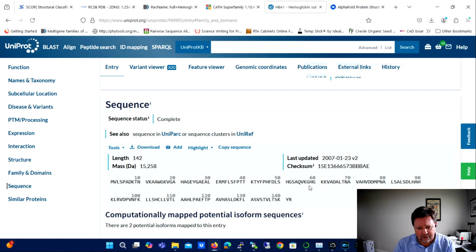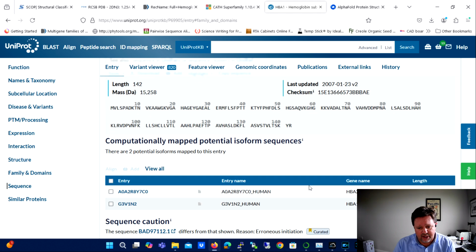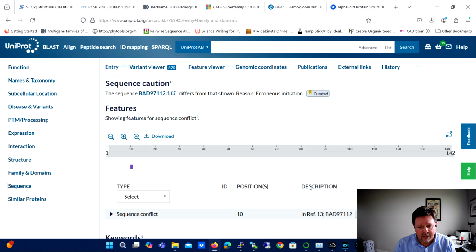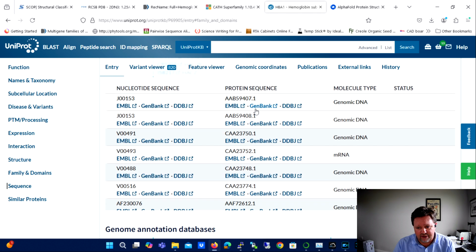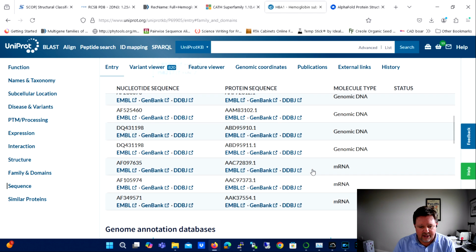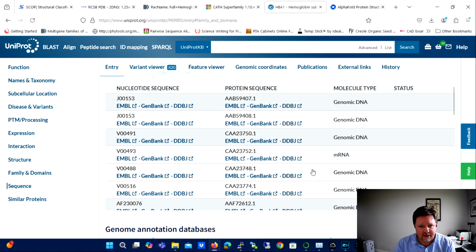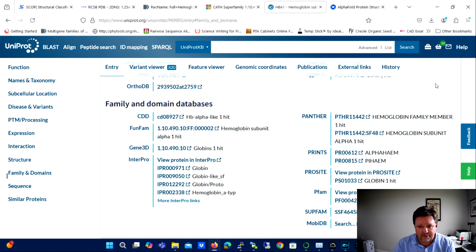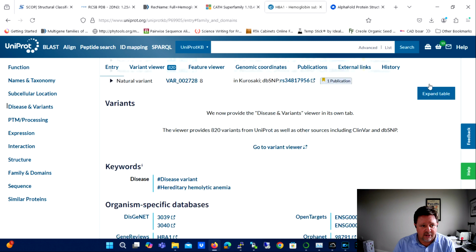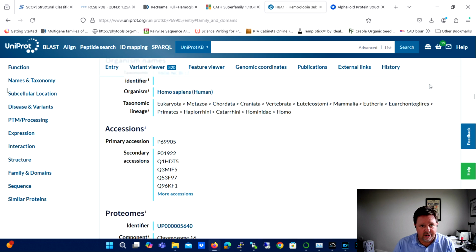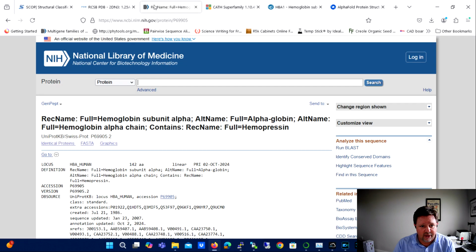You also have the sequence of the protein here, or the protein domain. You've got different features of the protein domain. You've got all kinds of information brought in here. Basically, this database is for protein information, one source of protein information. That's the UniProt version of the name.